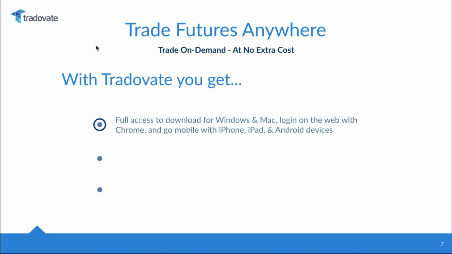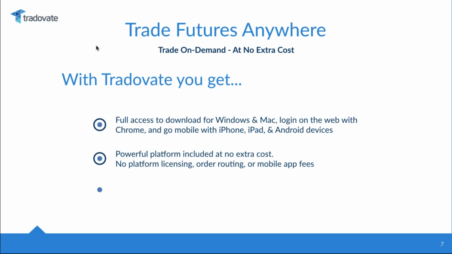With Tradovate, you get full access to our platform to use on desktop for Windows and Mac, web for Chrome and other browsers, and mobile apps for iPhone, iPad, and Android devices. You don't have to choose one or the other. It's all included with your membership plan. Customers do not pay extra for their trading platform at Tradovate, and we don't charge platform licensing fees, order routing fees, or mobile app fees.